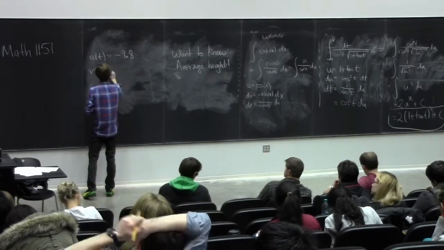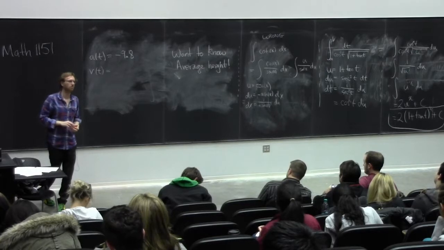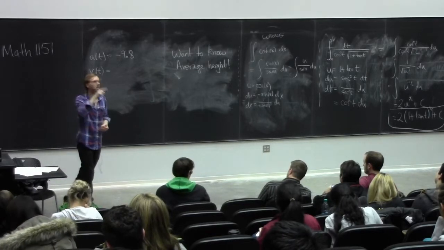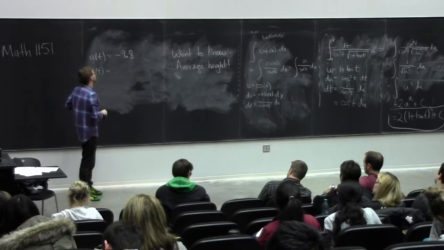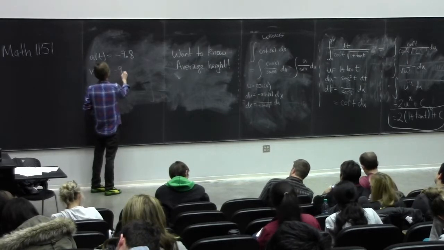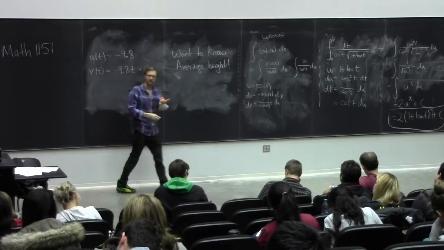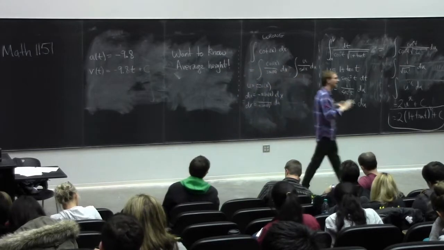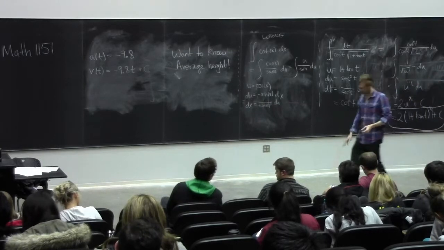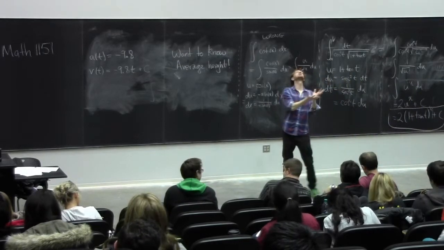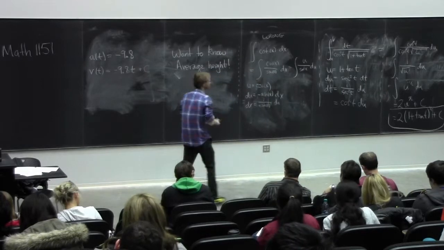So v of t, what's v of t equal to? The antiderivative of a of t is exactly right. And the antiderivative of minus 9.8 is minus 9.8 t plus c, right? Plus c. And that c has a real physical meaning. What is the real physical meaning for c there? It's the initial velocity. That's exactly what it is.